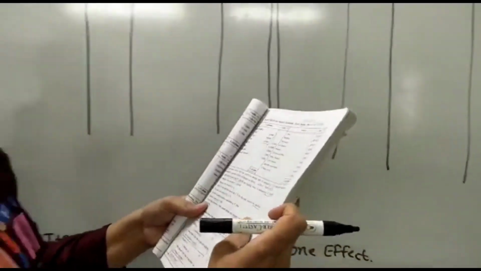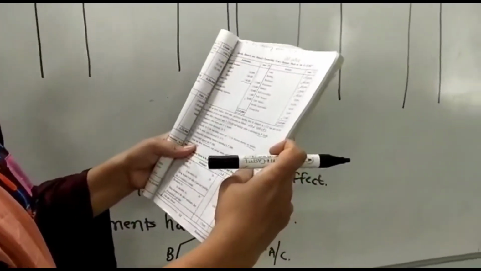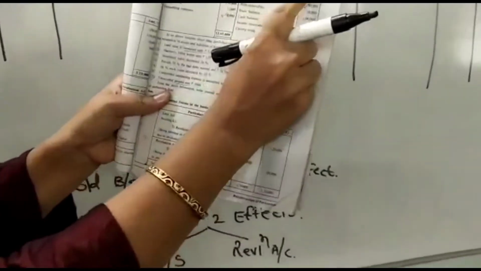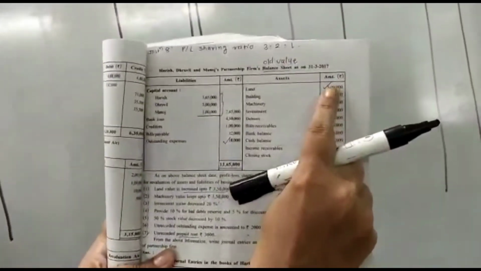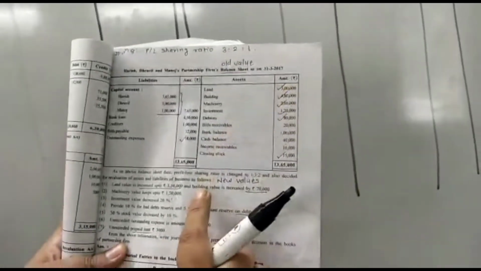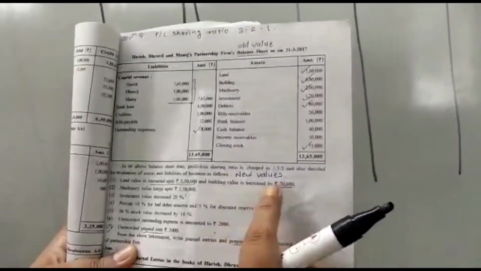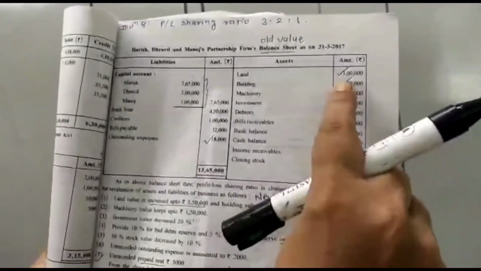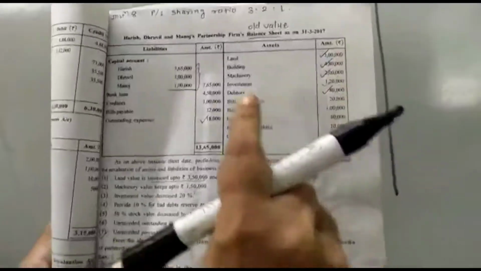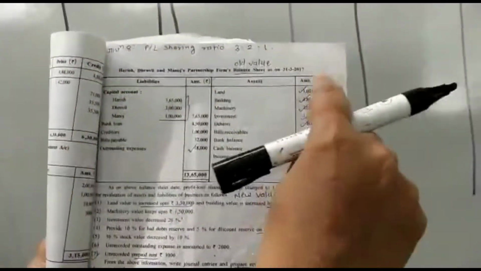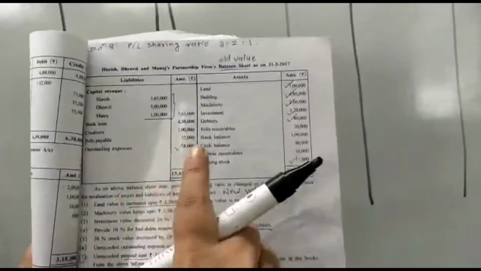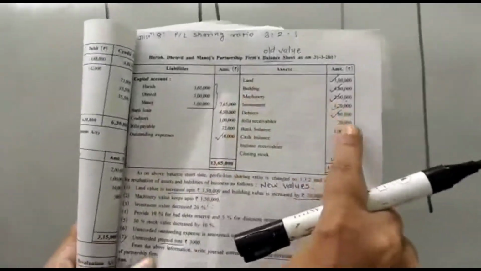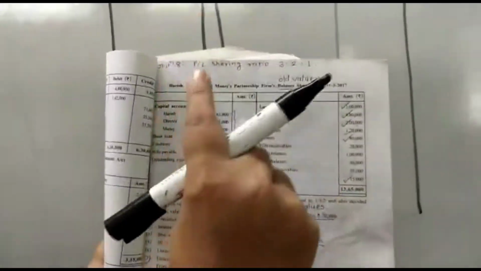Let us start. Adjustment number 1. Land value is increased up to 3,50,000. So put a tick mark on land in the old balance sheet. Building value is increased by 70,000. That is building. By doing so, you can see in my textbook I have put all the tick marks, which shows that this figure I am going to write in the inner column.